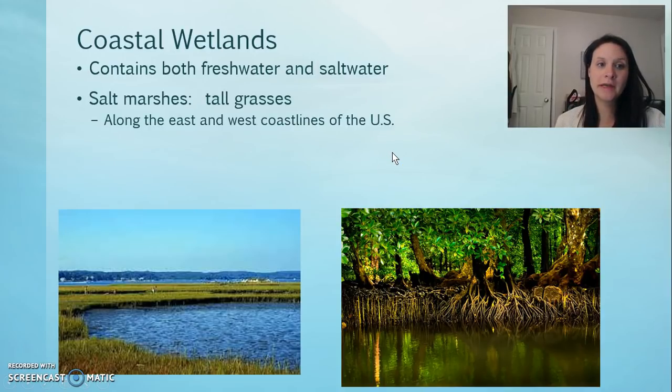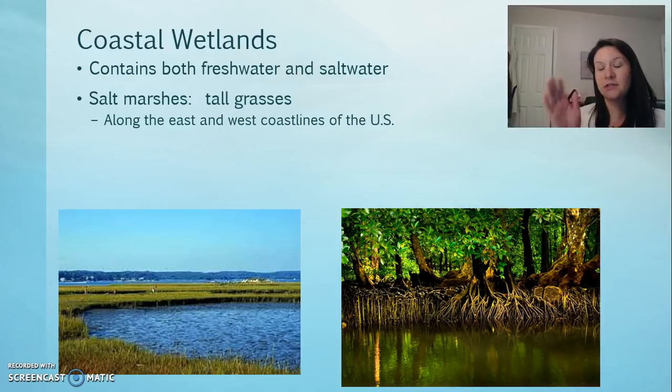So the first one is the salt marshes. Again, it's a marsh, so it's going to have the really tall, grassy look to it down here, with lots of water, except this water is going to be salt. So you do see different marine life around this. One of the more famous salt marshes in the U.S. is the Chesapeake Bay, so kind of nearby Cape Cod.